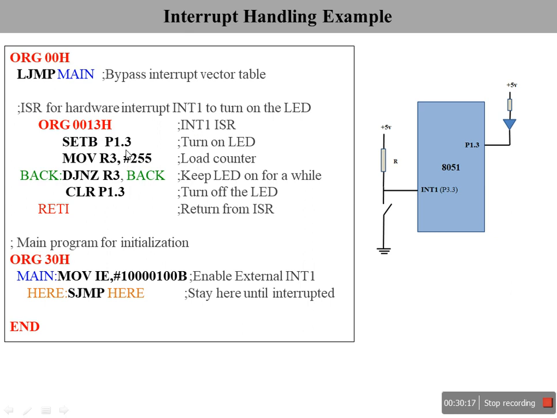Then SETB P1.3 immediately, to turn on the LED. Then MOV R3, #255, which loads a counter. Go on decrementing this counter until it becomes 0, then turn off the LED again. So upon pressing once, it will turn on the LED, and the LED will stay on for this period. Then it will come back to the original program where it left off.